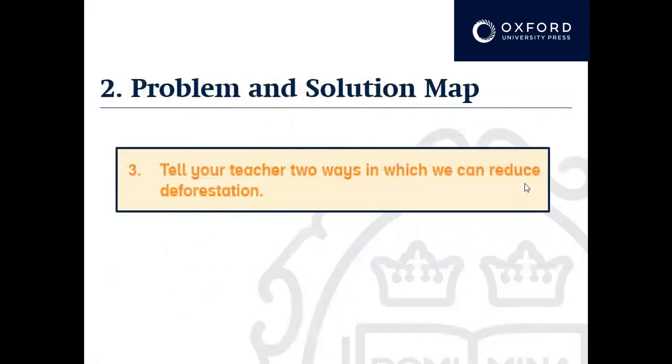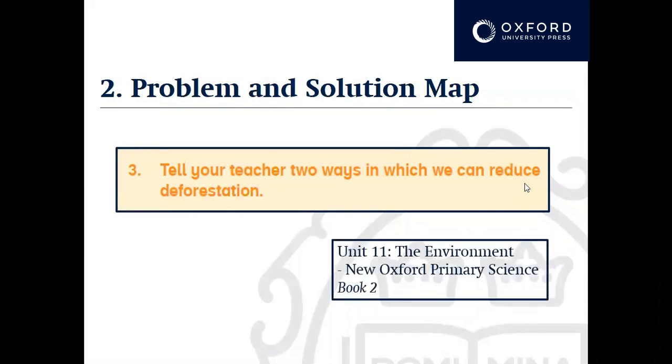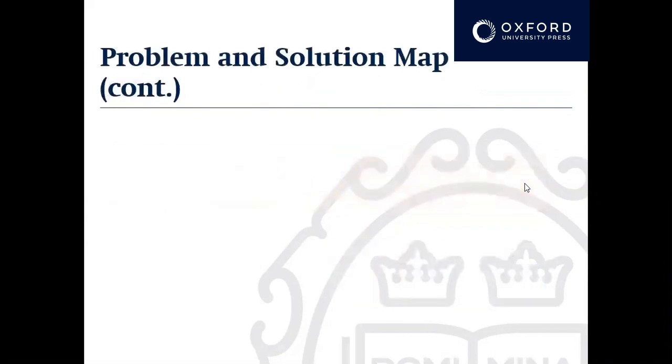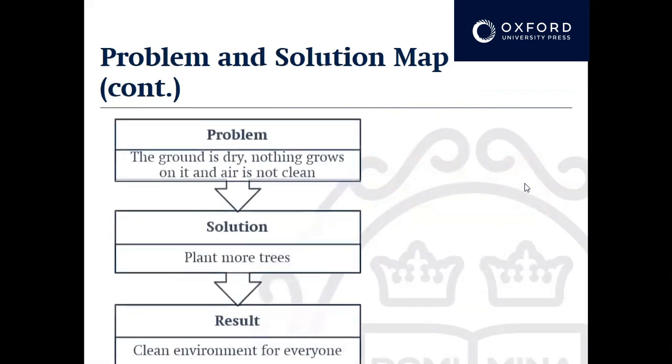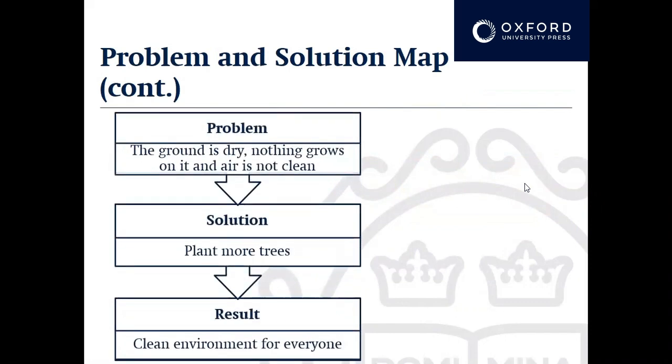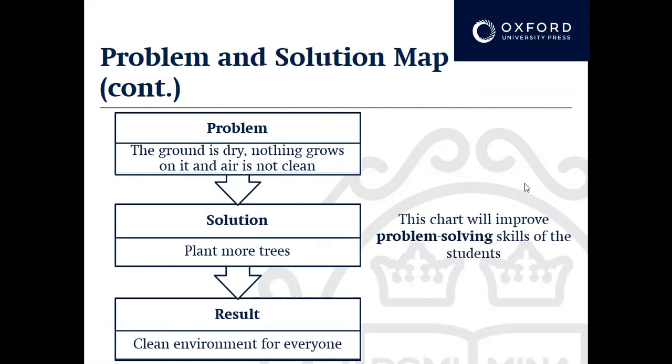The second is the problem and solution map. This is a question from New Oxford Primary Science Book 2. Tell your teacher two ways in which we can reduce deforestation. Let's take a look at an example of a problem and solution map that the students can construct to answer this question. The problem is the ground is dry, nothing grows on it, and the air is not clean. Solution is planting more trees, and the result is clean environment for everyone. This chart will help improve problem-solving skills of the students.